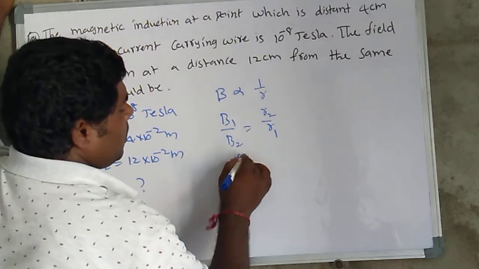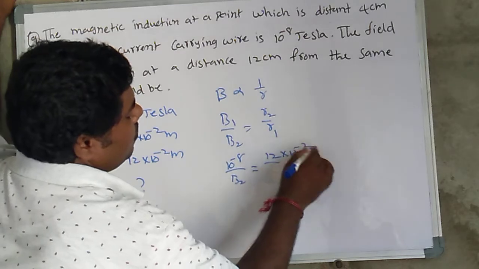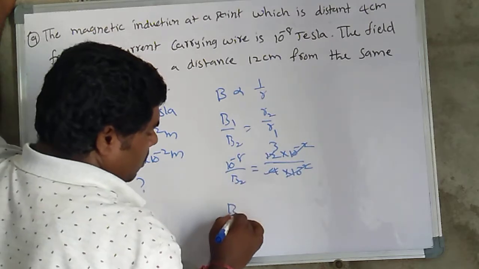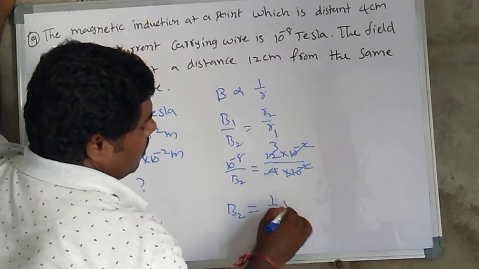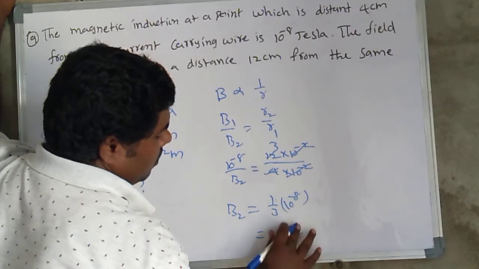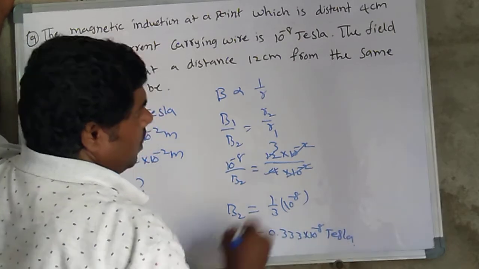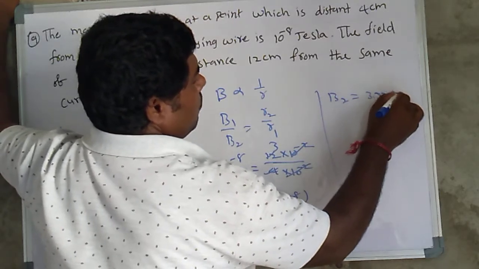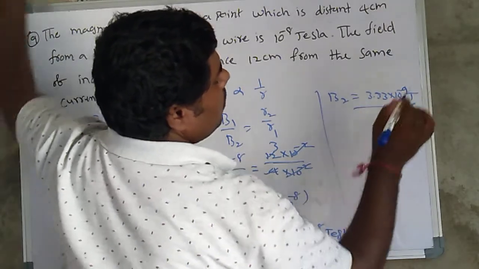So 10 to the power minus 8 divided by B2 is equal to 12 into 10 to the power minus 2 divided by 4 into 10 to the power minus 2. This comes to 3. So B2, by cross multiplication, is 1 by 3 into 10 to the power minus 8. It means 0.33 into 10 to the power minus 8 Tesla, or B2 is equal to 3.33 into 10 to the power minus 9 Tesla. This is the answer to the question.